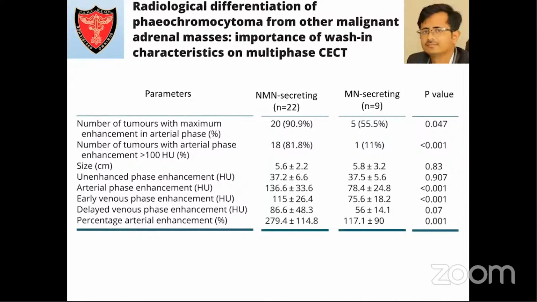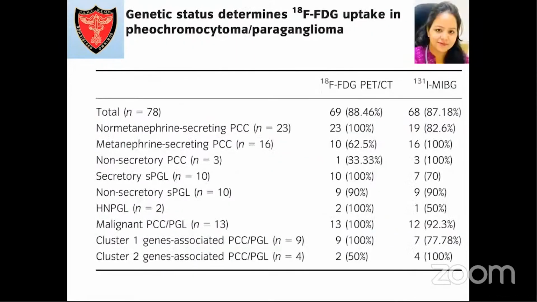This is another interesting thing, probably Sarathi would have already discussed, that there is a rapid enhancement in the arterial phase of the cluster 1 associated PPGL, which are non-metanephrine secreting, unlike the cluster 2 related ones, which are metanephrine secreting. So in fact, it can also give us a clue what kind of PPGL we are dealing with, whether it's a cluster 1 or cluster 2, even before we can obtain the catecholamines. Another importance of genetics is using precision medicine for deciding the nuclear imaging choice.